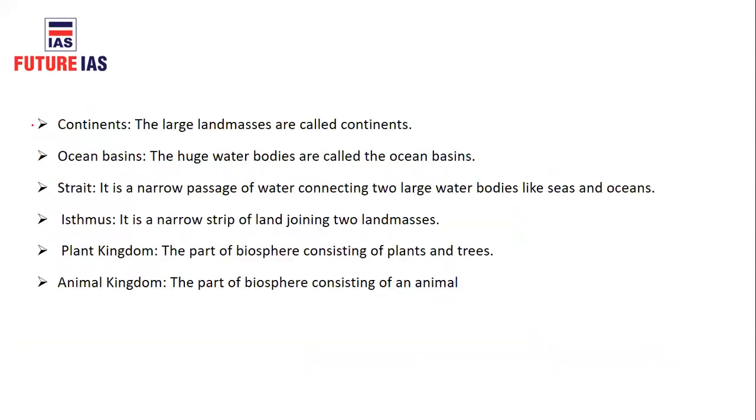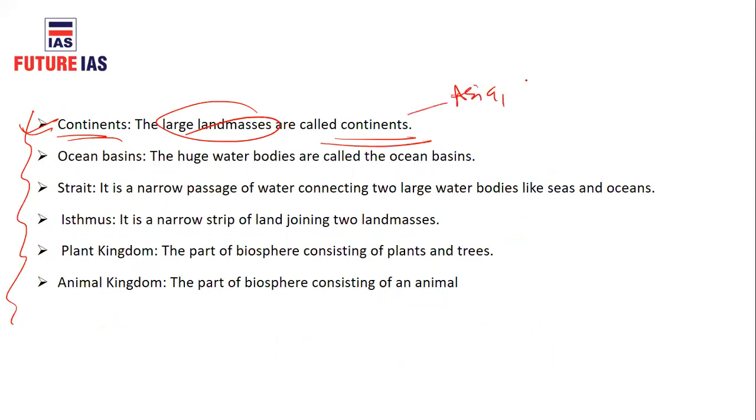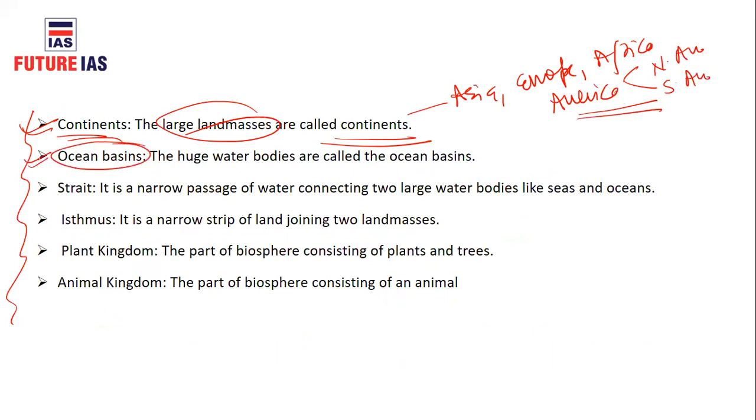All right. Let's understand the definition of continent. Continent means a large landmass which is not covered by water. So you will have, for example, Asia, Europe, Africa, America, North America, South America. They are all continents. Ocean basins, as I told you, consist of huge water bodies. They are called ocean basins because this portion of the earth predominantly consists of water.